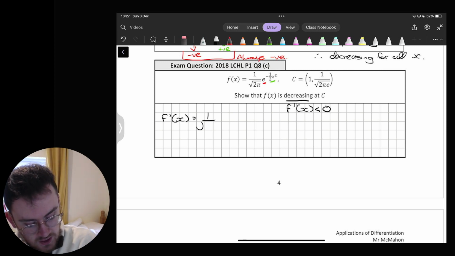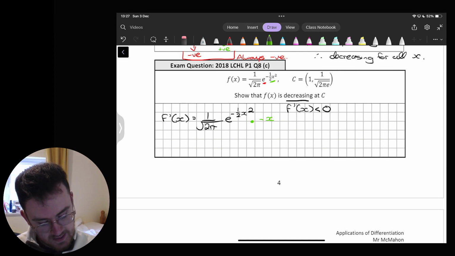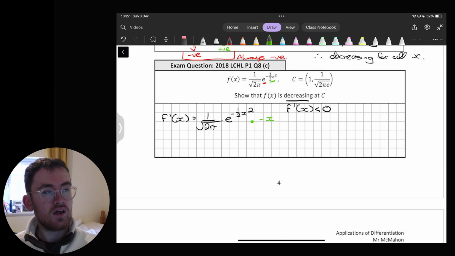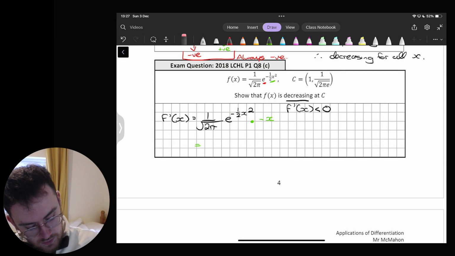So when I differentiate, I'm going to have 1 over root 2 pi, and I'm going to have e to the minus a half x squared. So everything's staying the same there, but I'm going to multiply by the derivative of the top part, which is just a minus x. Okay, so continuing on, we get minus x over root 2 pi e to the power of minus half x squared.